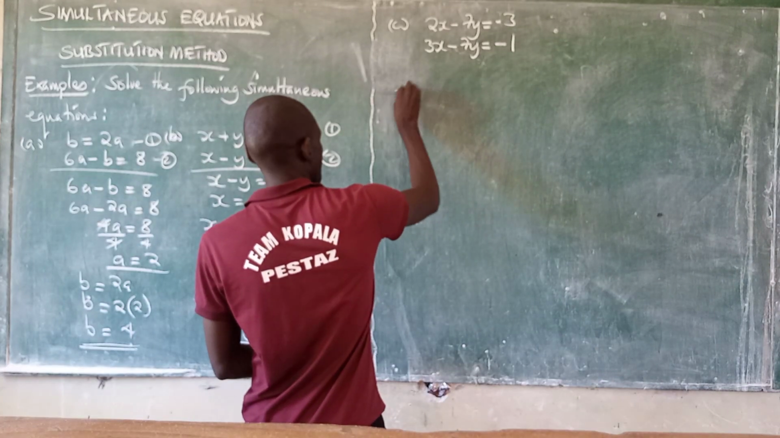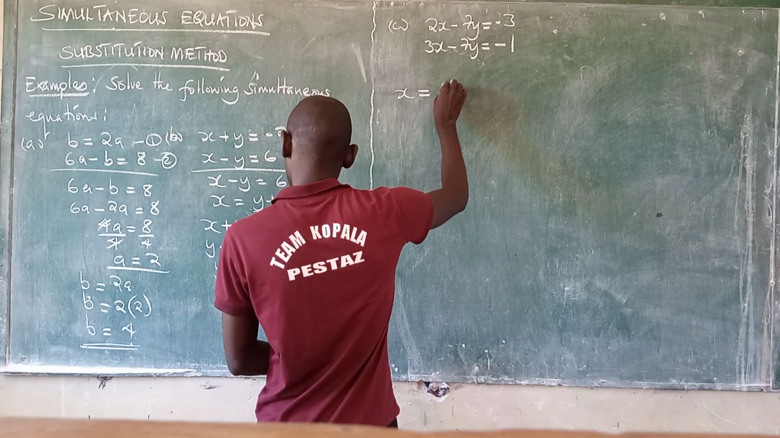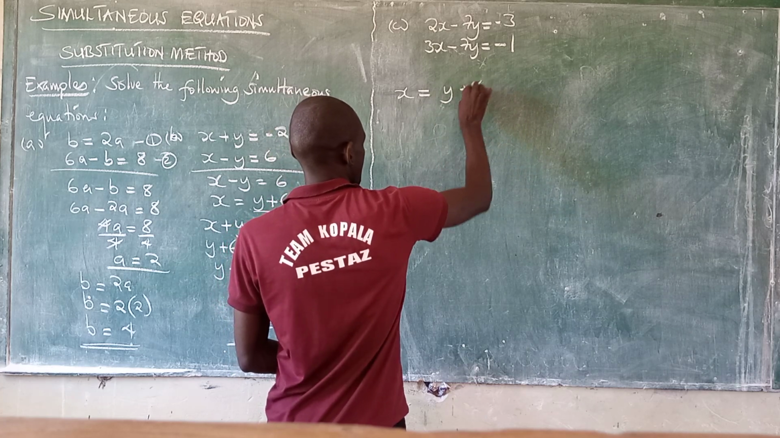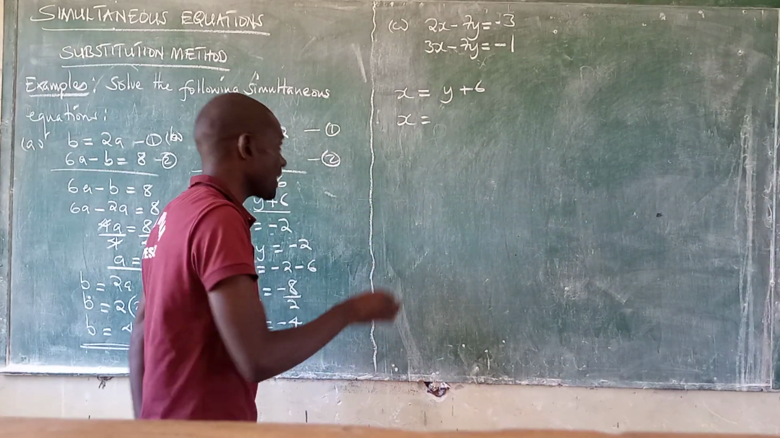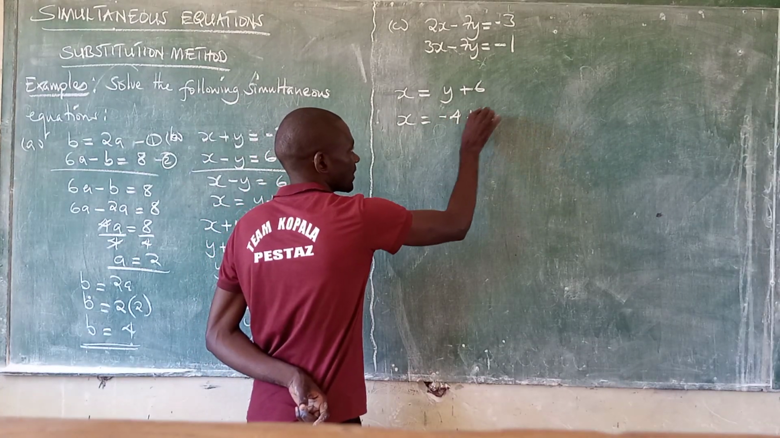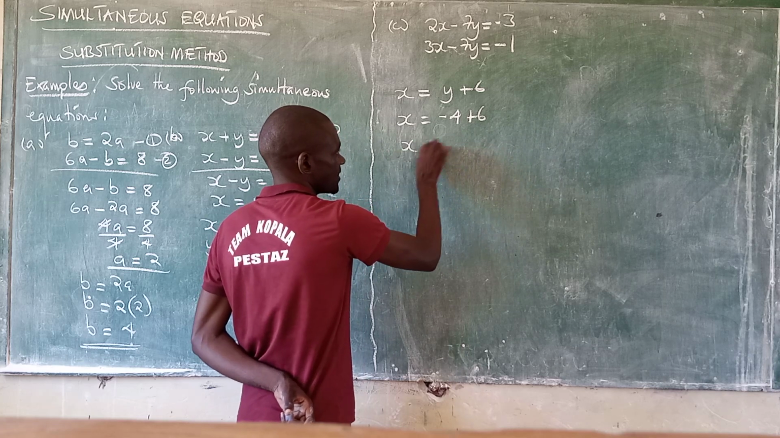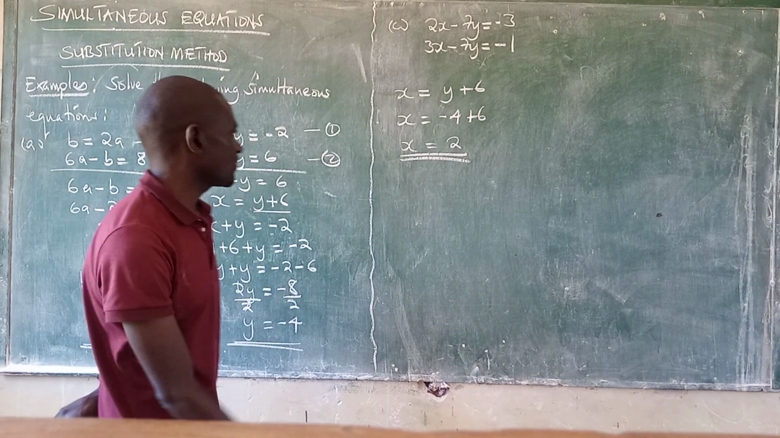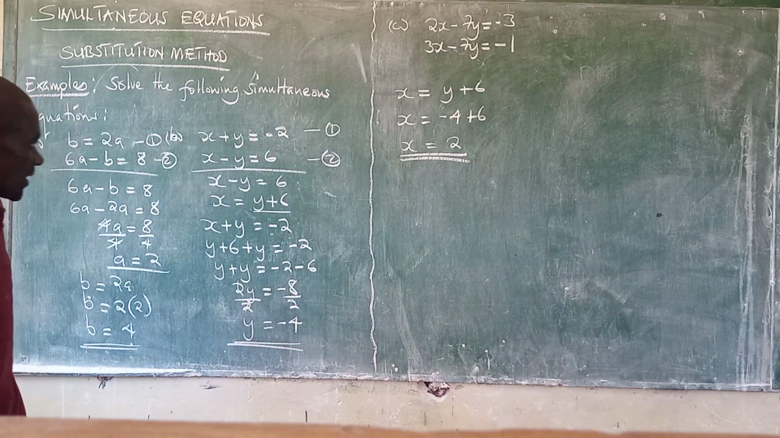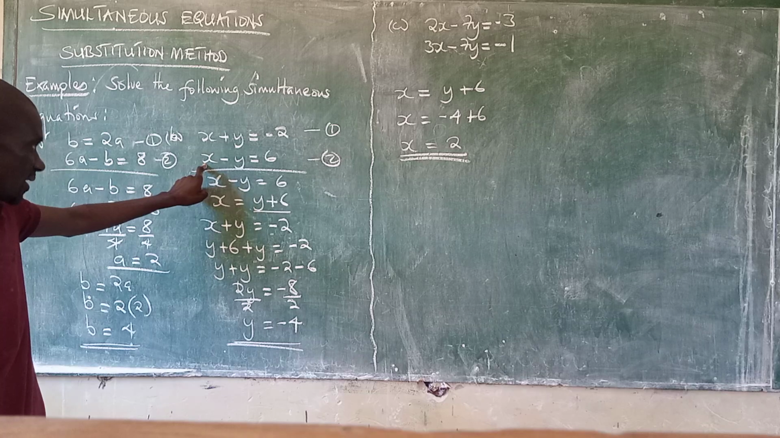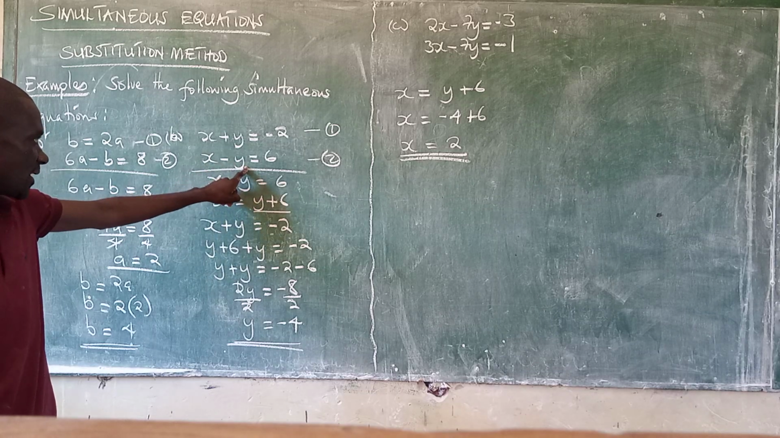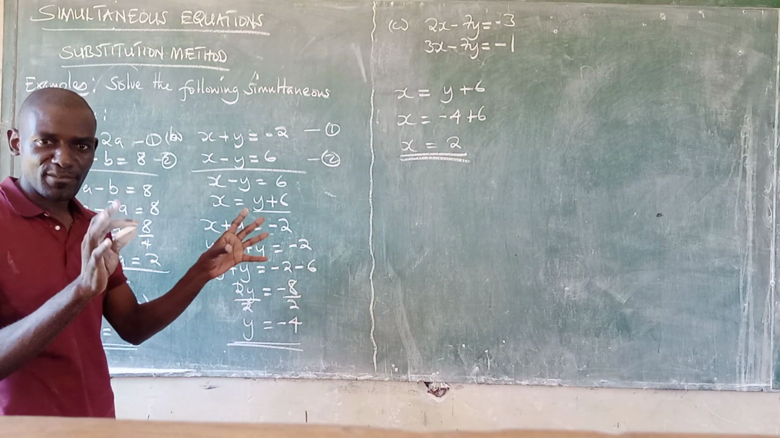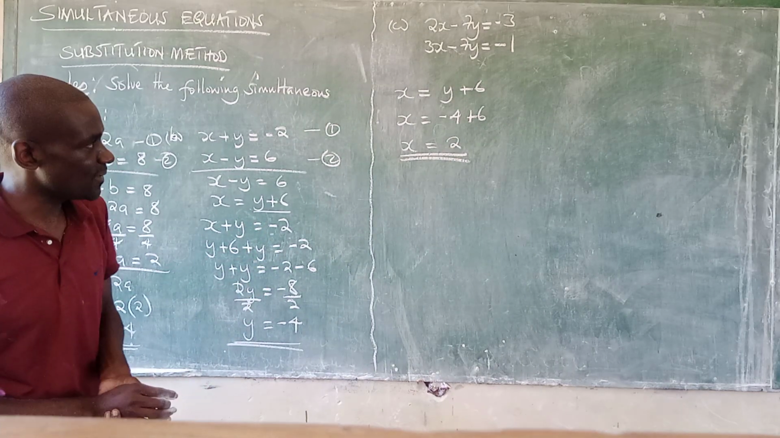So it says x is equal to y plus 6. And then x is equal to our y, which is negative 4, plus 6. Then x is equal to negative 4 plus 6, which is just 2. And then we can prove to see if it is correct. All you do is just put your 2 here and then your negative 4 there. See if you are getting the 6, then it is correct. If not, then somehow, somewhere, there's got to be a mistake.